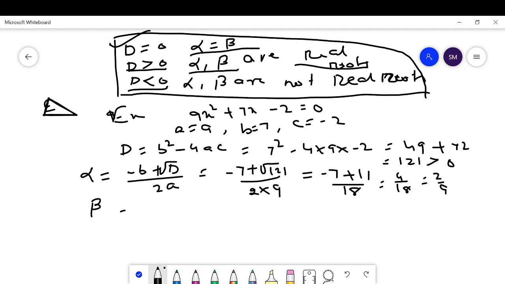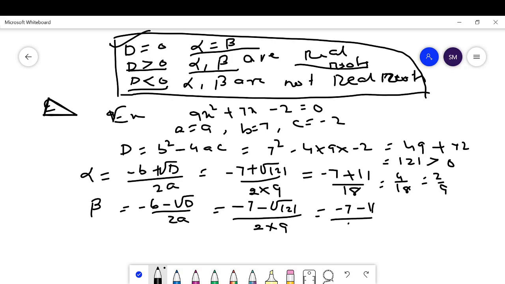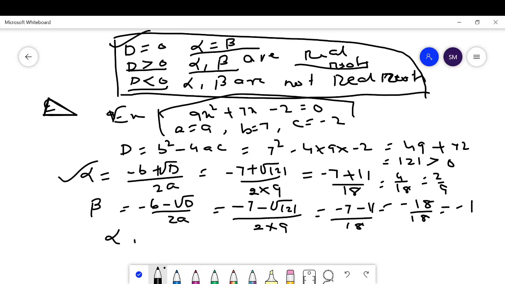Then the other root, beta, is equal to minus b minus square root of d upon 2a, which is minus 7 minus square root of 121 upon 2 into 9, which is minus 7 minus 11 upon 18, which equals minus 18 upon 18, equal to minus 1. So by solving the quadratic equation using the Sridharacharya formula, we come to the conclusion that we get two roots, where alpha is equal to 2 upon 9 and beta is equal to minus 1.